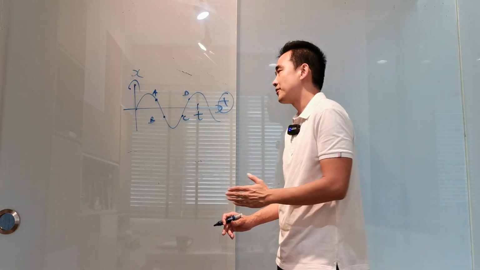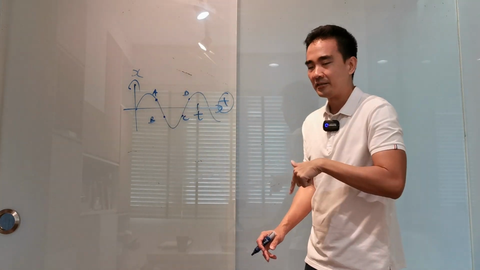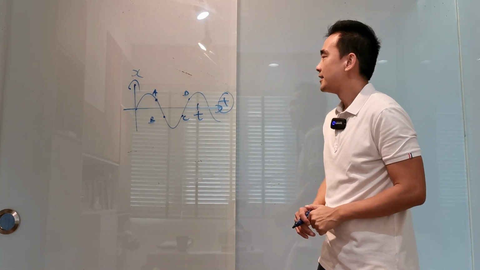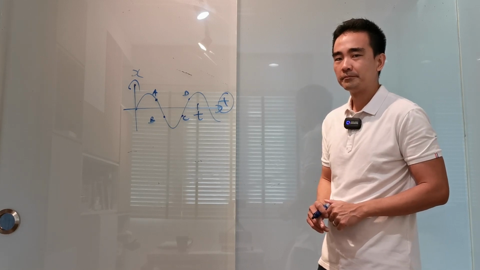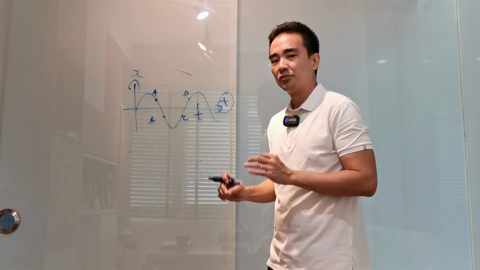So for transverse wave, as the wave moves, the particle moves up and down. In this case, it moves up and down. So which is or are the points that moves up? Okay, how do you know which point is moving up?